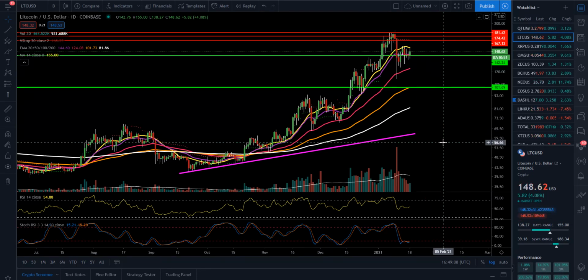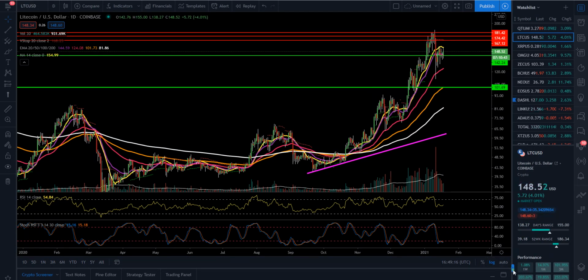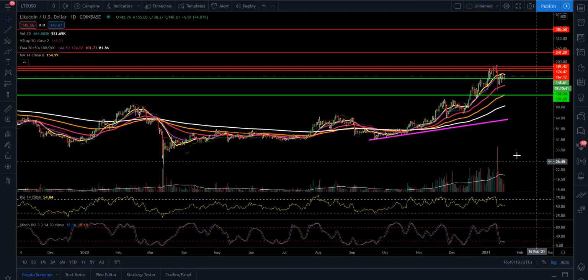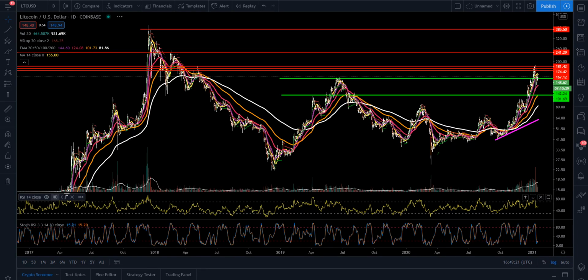So now it's just finding that base again, building that base so that we potentially can get that next leg up to the upside. And if we zoom out here, I just want to show you the big picture of Litecoin. Take a look here. I want to get the RSI off.